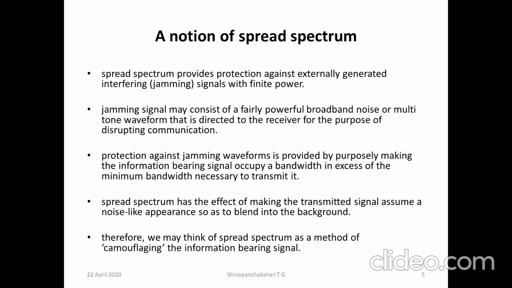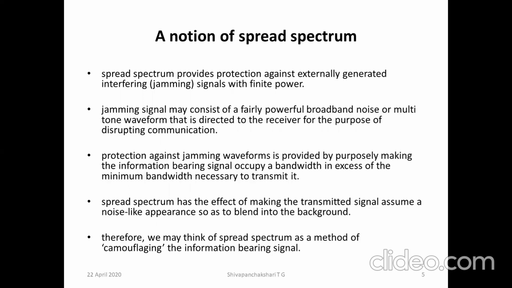A jamming signal may consist of fairly powerful broadband noise or a multi-tone waveform that is directed to the receiver for the purpose of disrupting communication. So the interference signal may be a multi-tone signal, or a signal having many frequencies, or it may be a complete range of signal frequencies, powerful frequencies occupying a considerable amount of the spectrum.